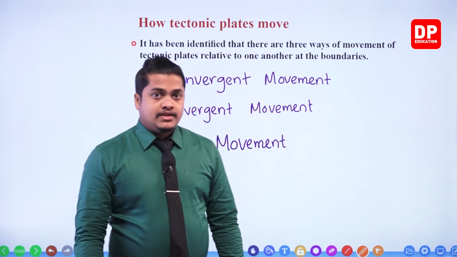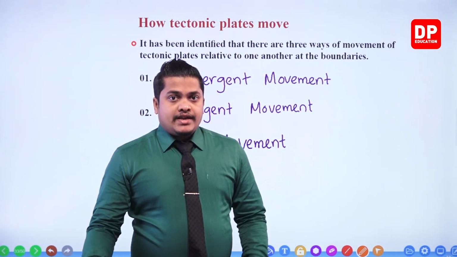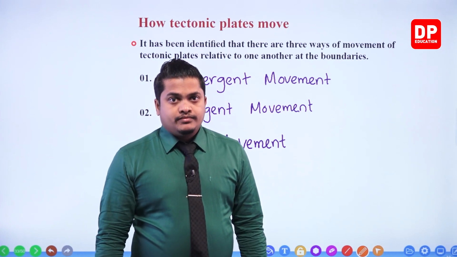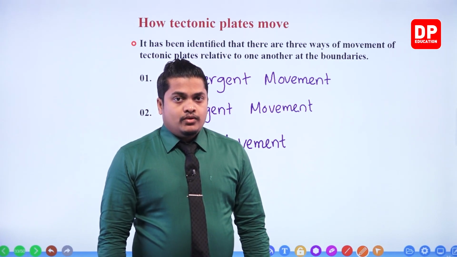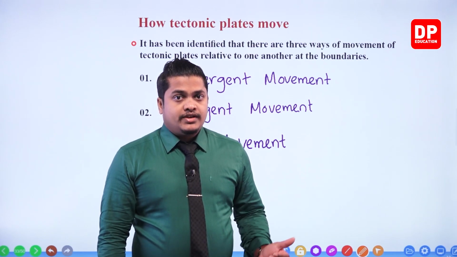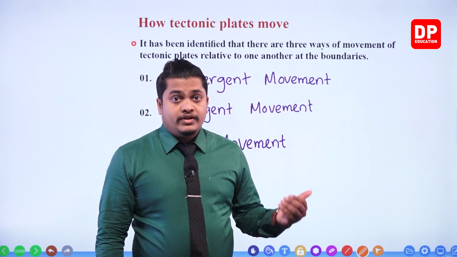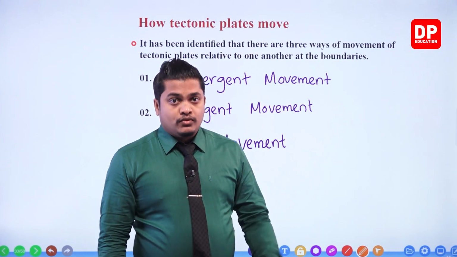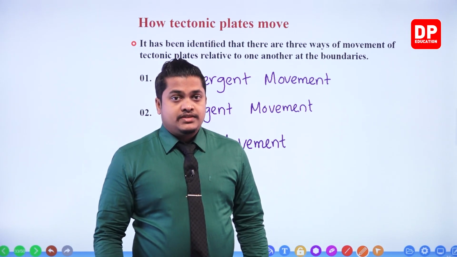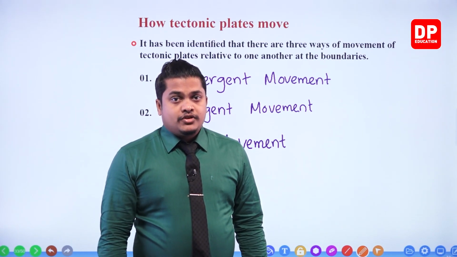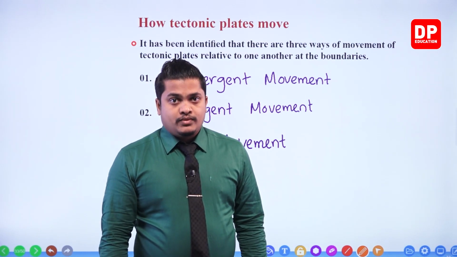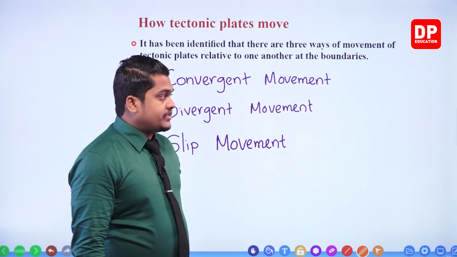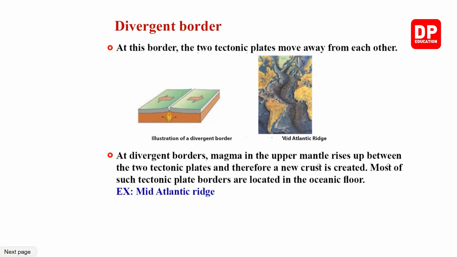This is also called convergent border, divergent border, and slip border. Okay. These are the three main ways in which the tectonic plate boundaries are going to move relative to each other. According to these three ways, my dear children, the tectonic plate boundaries will move, right? So these can also be named convergent border, divergent border, and slip border as well. Okay, right. So now let's head on to see the first and foremost one, divergent border, or else divergent movement.